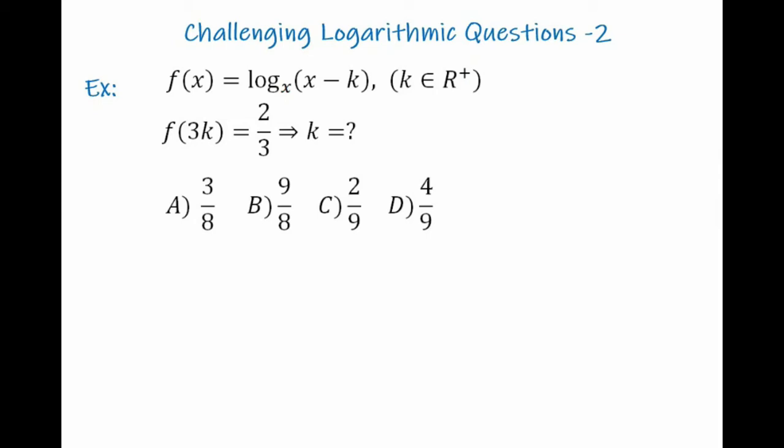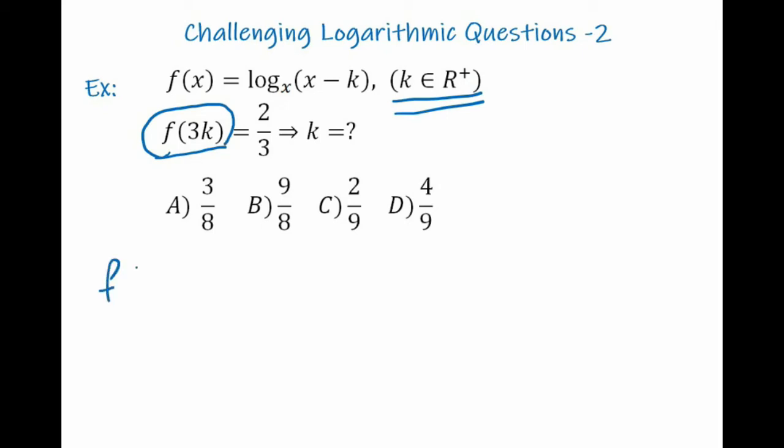We are given the function f of x is equal to logarithm of x minus k in base x, and here it is said that k is a positive real number, and if f of 3k is given as 2 divided by 3, then what is the value of k? Well, firstly, let's see what is f of 3k.